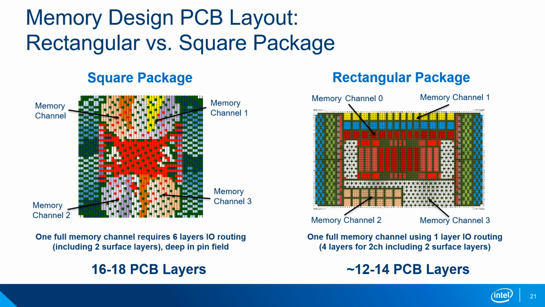In the square package on the left, offered on previous families, one full memory channel requires 6 layers of I/O routing deep in the pin field. With the rectangular package in Agilex, one full memory channel requires 1 layer of I/O routing, and the banks are shallow and square, so we can do 4 layers for the entire set of memory. This will help reduce the total number of layers, thus reducing the complexity and the board cost.